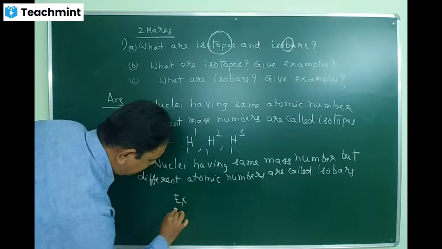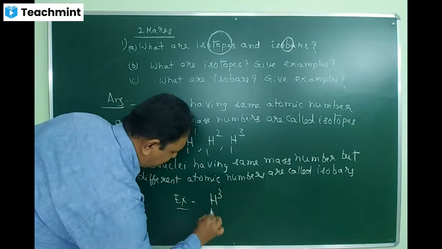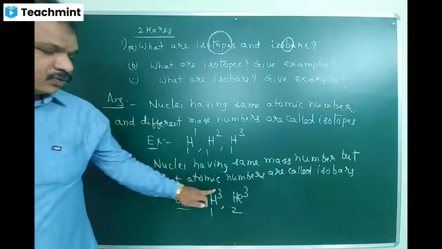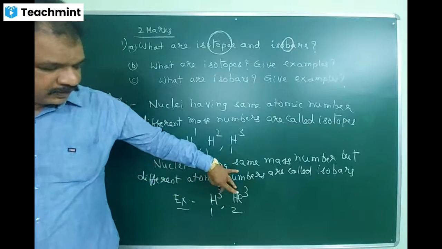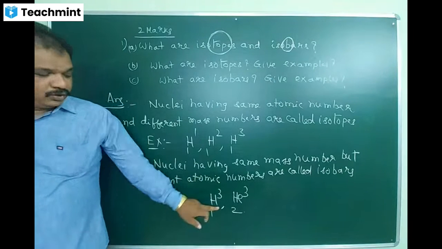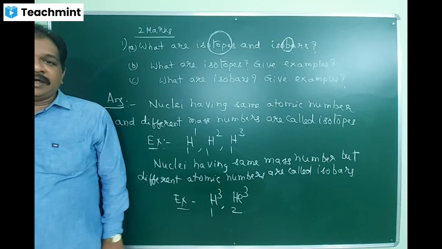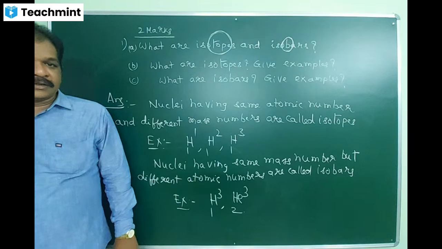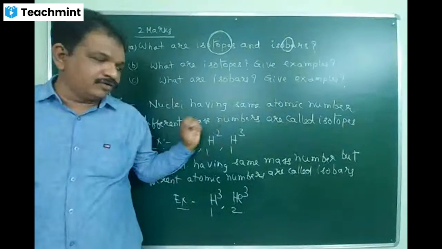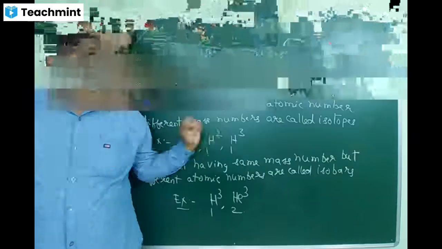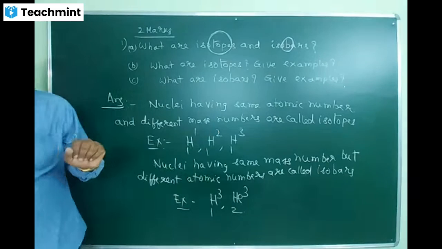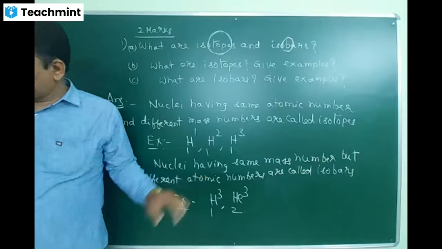Example, tritium you take 1H3, helium 3 2 you take. These two are having same mass number 3, 3. Their atomic numbers will be different 1, 2. So these two will be called as the isobars. So nuclei having same mass number but different atomic numbers are called as the isobars. Hope it is clear for you.